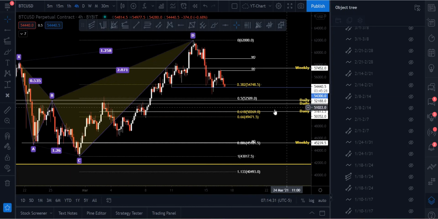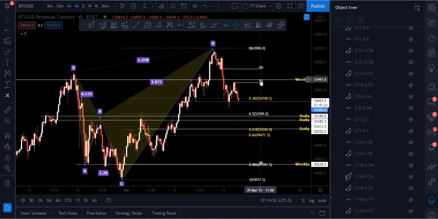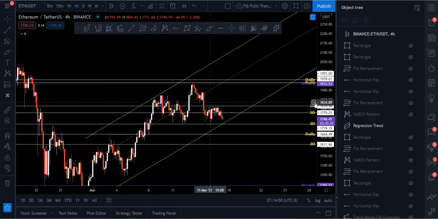So for upside, let's say this does bounce. You need to basically get above this weekly and then hold it as support. And then even 58,500 is coming in there. So you've got to be careful there as well. That's how I would be looking at Bitcoin right now. And Ethereum and them are going to follow suit. So let's look at Ethereum.